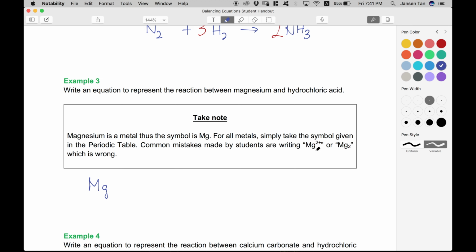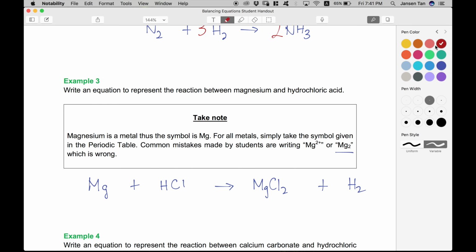Okay, and you know that magnesium is a metal. It doesn't form molecules like that, Mg2. That is also wrong. So for all metals, just write the symbol. Hydrochloric acid is HCl. Metal plus acid gives salt plus hydrogen. So you have to know all your reactions very well.